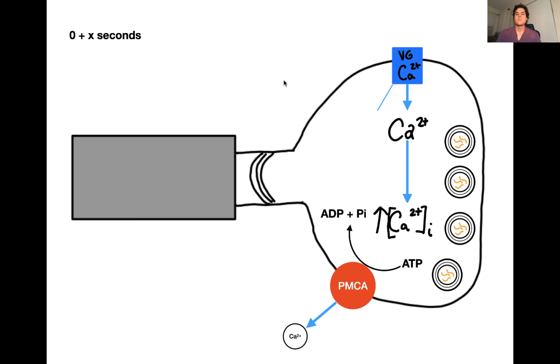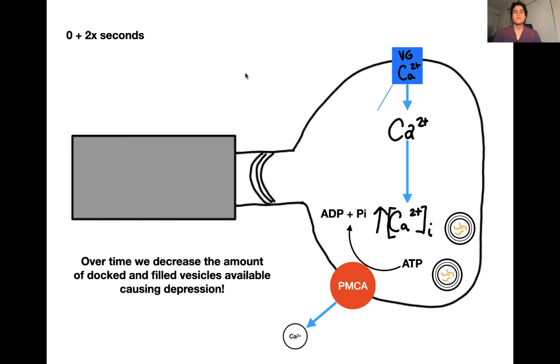And if we do another stimulation, further down in time, we would see that more vesicles would be gone. And as we further stimulate, we increase the amount of vesicles lost. So over time, with repeated stimulations, we are gradually running out of docked and filled vesicles. Therefore, as we run out of these vesicles that are ready to go, the amount of acetylcholine being released per action potential is going to be decreasing over time.